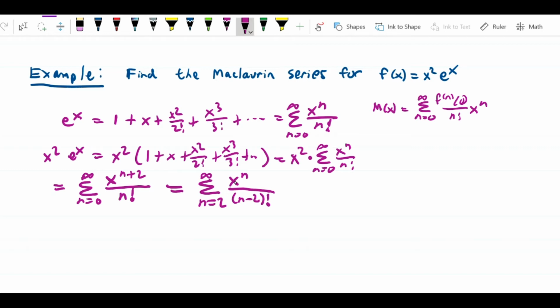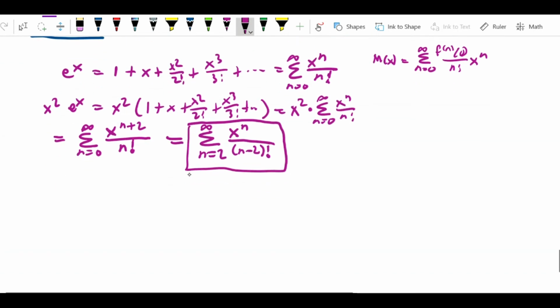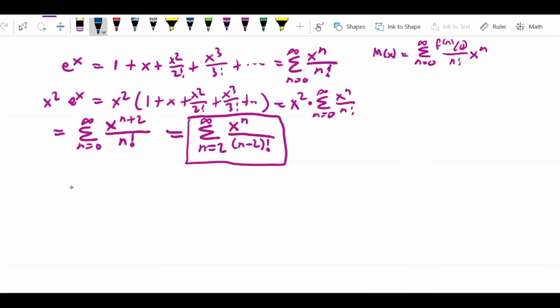So that's the series. This is the Maclaurin series for x squared e to the x. And as you see, I didn't need to find a whole bunch of derivatives to do it. I just took x squared and multiplied it by the series for e to the x. Now I'm going to add in a little problem here. Let's say find f^(5) of 0 using these facts.